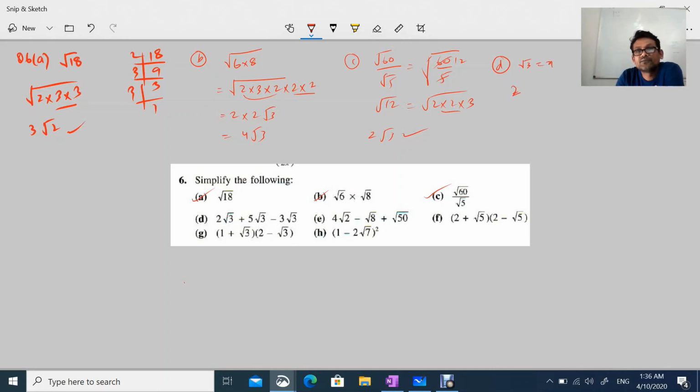2x plus 5x minus 3x. 2x plus 5x is 7x, minus 3x is 4x. All the radicals behave like a variable, like x or y. But please do not forget this. This is very important. This radical should behave like a variable.